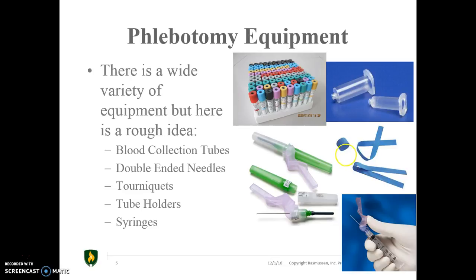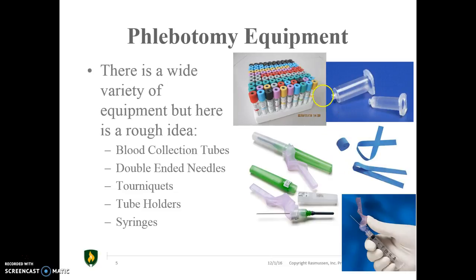Then we also have tourniquets, which are these elastic bands right here that we place onto the patient's arm. They typically are placed about 2 to 3 inches above the puncture site, and they can only stay on for a maximum of 60 seconds. You cannot go anywhere past 60 seconds because it actually starts to have a bad effect on the sample itself.